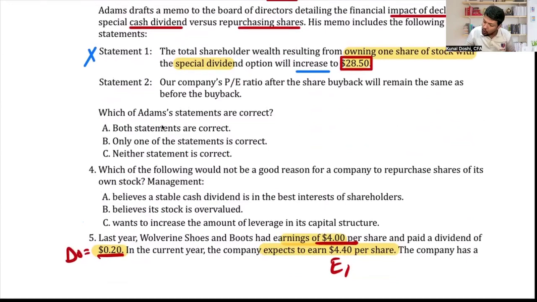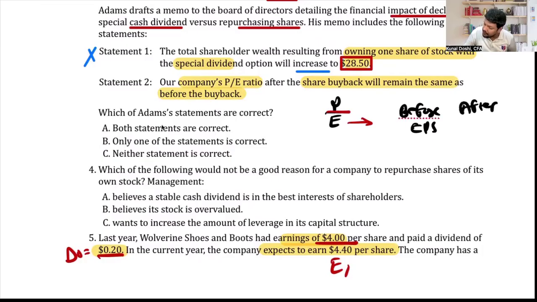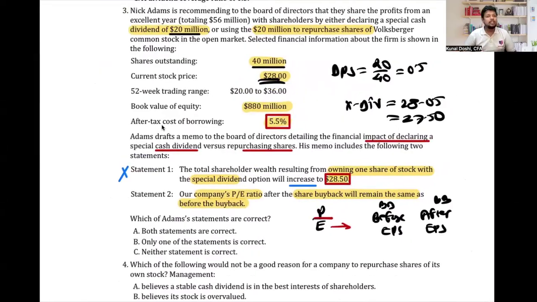Look at statement number two. Our company's PE ratio after the share buyback will remain the same as before the buyback. Now, guys, in the PE ratio, we need to focus on the earnings. Before and after the buyback, if my earnings are not the same, the PE ratio will not be the same, right? Correct. Now, don't you think that depends on something?